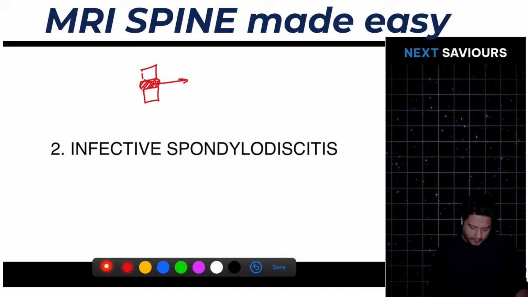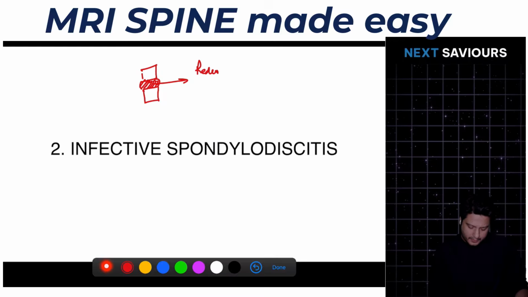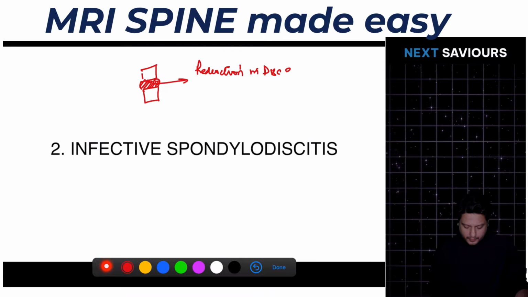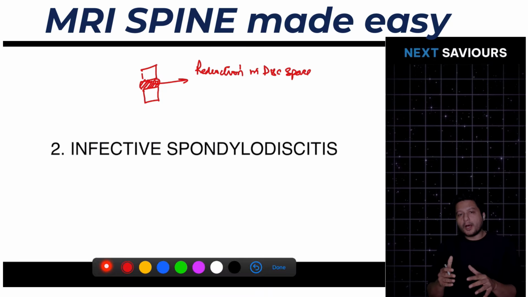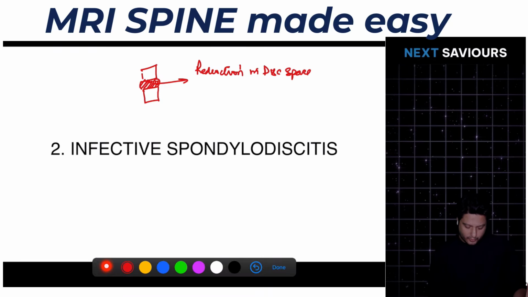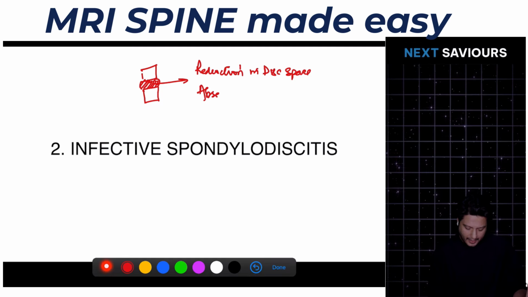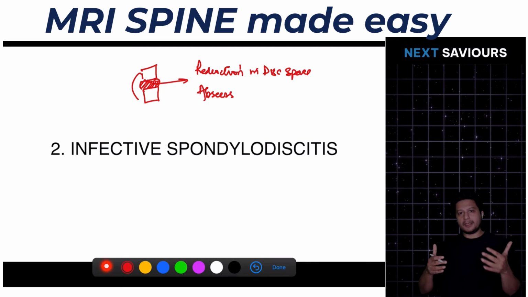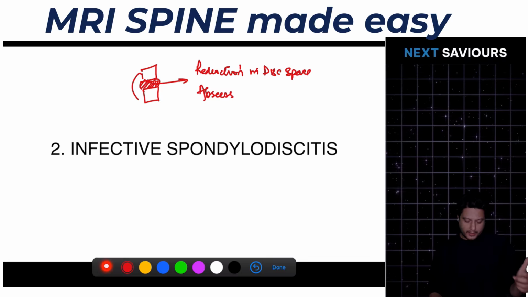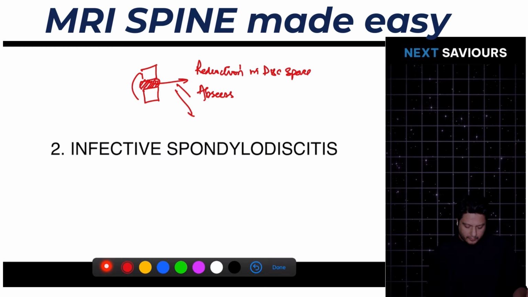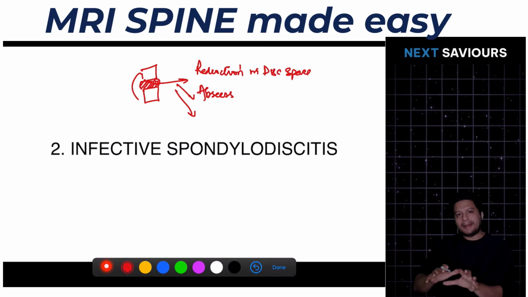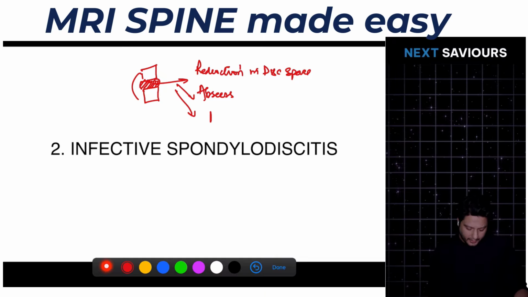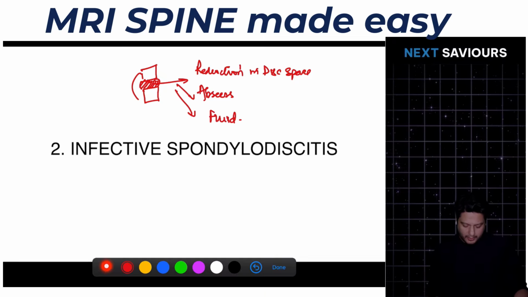First there will be reduction in disc space. Second, when there is infection, there is going to be an abscess, and that abscess could be in front of the vertebrae and adjacent to the vertebrae, posterior to the vertebrae. Then apart from this, because of continuous inflammatory processes going on, there is going to be a collection of fluid in and around the vertebrae.